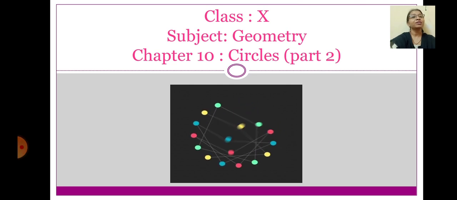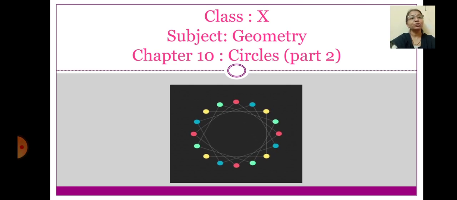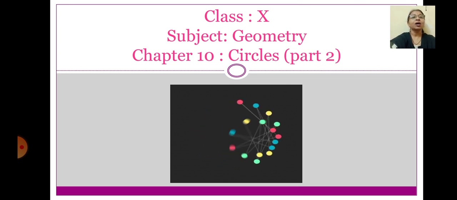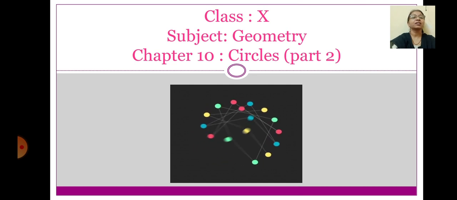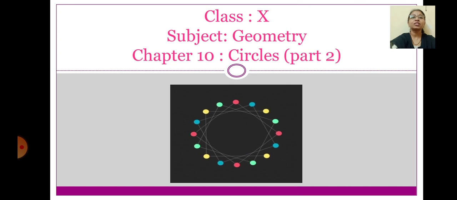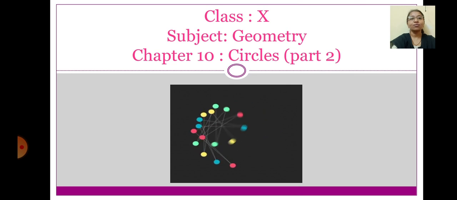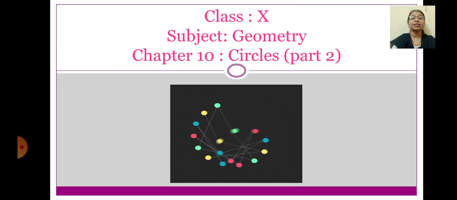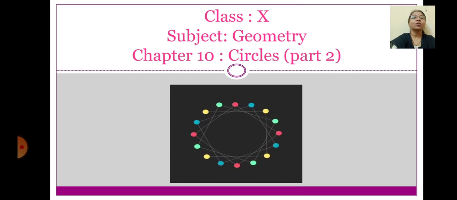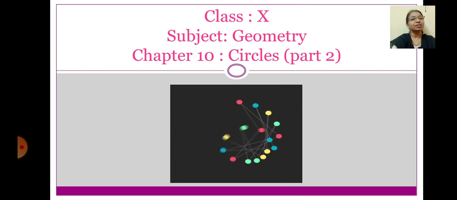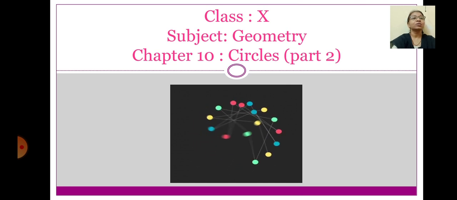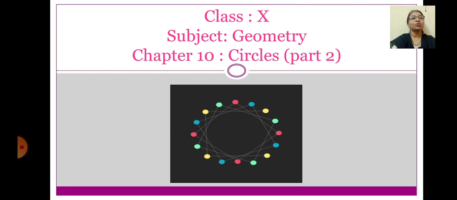Children, in the last video lecture we started our new chapter number 10, Circles, and I introduced you to the definition of a circle. We have seen different components of the circle like radius, diameter, chord, arc of a circle, sector of a circle, segment of a circle. We have also seen what tangents are, and in this chapter we are going to learn a very important property of the tangent and the radius.